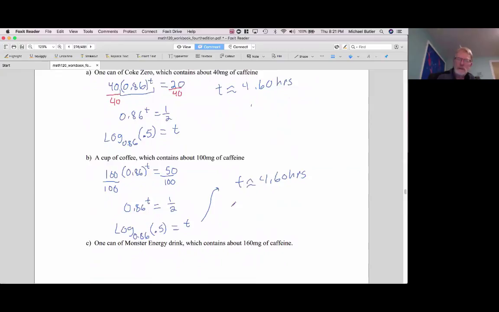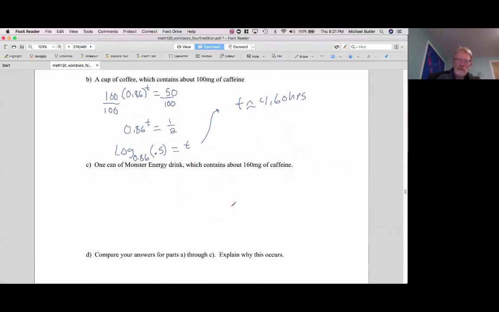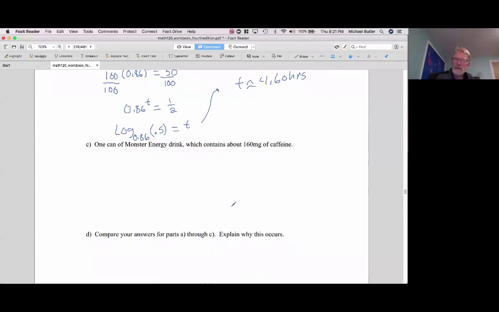And so with a can of Monster, which, God forbid you drink that nasty stuff, that's got 160 milligrams of caffeine in it. It's going to be the same thing again, isn't it? It's still going to come out to what? 0.86 to the T is equal to 1/2. That part's not going to change. And so again, you're going to get T is approximately equal to 4.6 hours, isn't it, right?